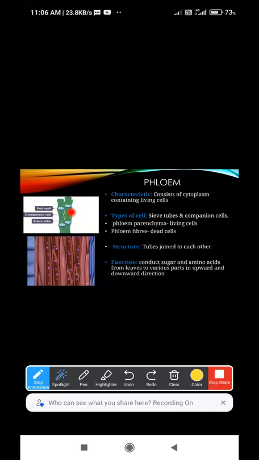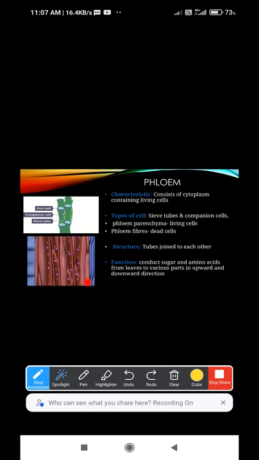Sieve tube. This is a tube-like structure with sieve mesh at both the ends of the tube. Hence, it is known as sieve tube. Sieve tubes are connected to each other to form a pipeline structure through which the nutrients can be conducted in all the directions. Sieve tube element does not contain a nucleus, so it has a companion cell which contains the nucleus and supports the functioning of the sieve tube.